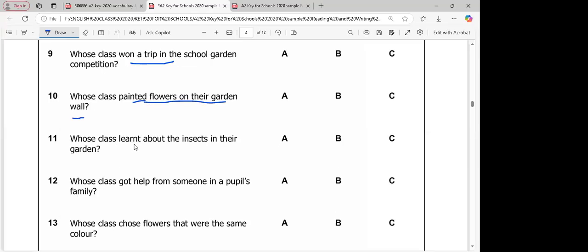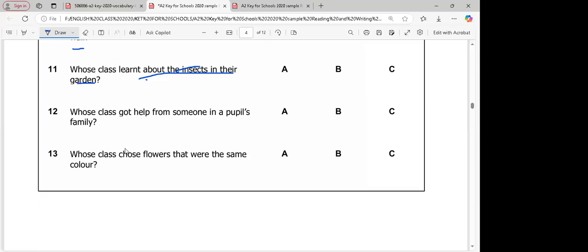Then learned about insects. Somebody learned about insects in their garden. Then got help from someone in a pupil's family. Someone's family help is taken. Somebody from the family helped with the garden. Whose class chose flowers that were the same color? Someone has probably grown the same color flowers in the garden.